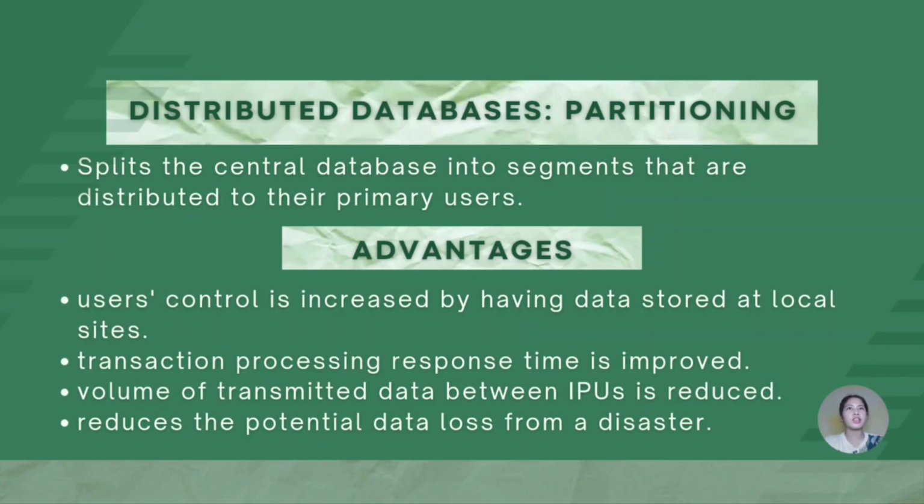It splits the central database into segments that are distributed to their primary users. The advantages of this are users' control is increased by having data stored at local sites. Transaction processing response time is improved. Volume of transmitted data between information processing units is reduced, as is the potential data loss from a disaster. Therefore, it is conceivable for numerous sites to lock out one another in a distributed system, preventing them from executing a transaction. So if we have a partitioned database, those are the issues that would occur.